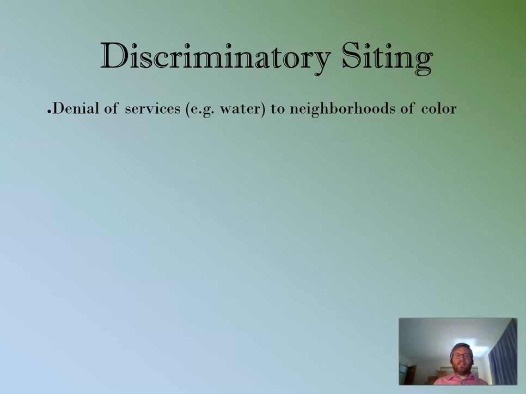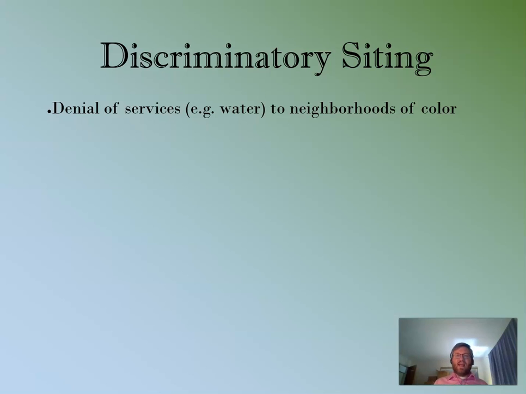So one form is denial of services to neighborhoods of color. So there are many instances in which something like, say, hookups to the city water system, which can be something very important for maintaining clean water, it's a basic environmental need that people have, the services won't be hooked up to neighborhoods of color. And there may be all kinds of superficially neutral explanations given, right? The city may say, well, we just can't do it because it's too expensive, or the geology there is not right to put in water pipes and these kinds of things.